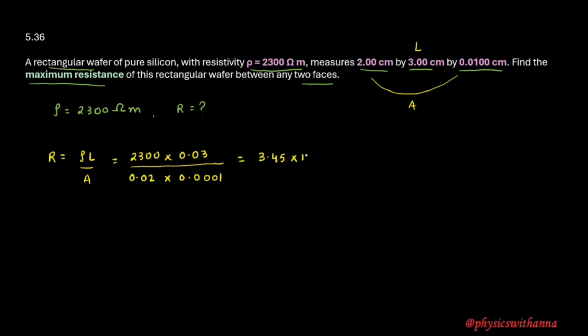3.45 times 10 to the power 7 ohms. Or you can write this as 34.5 times 10 to the power 6 ohm, which is equivalent to 34.5 mega ohm, because 10 to the power 6 is mega, or you can round this off to 35 mega ohm. So this is the maximum resistance the rectangular wafer can have between any two faces.